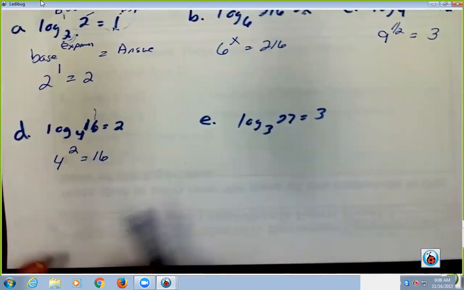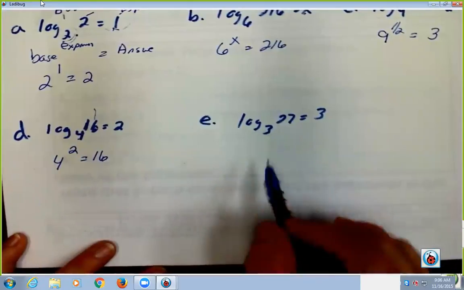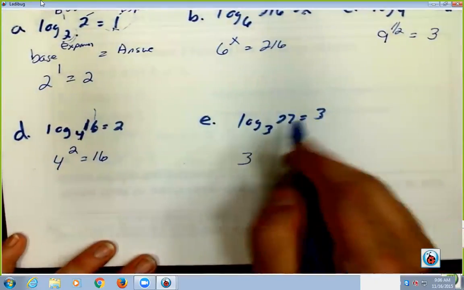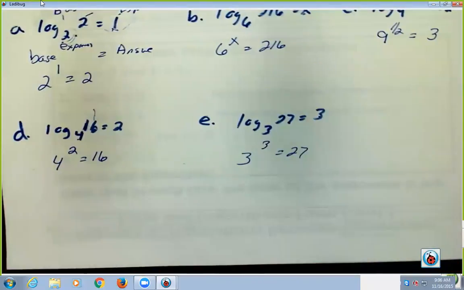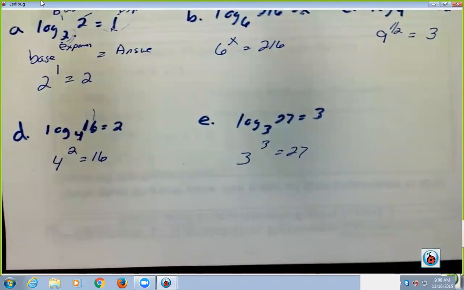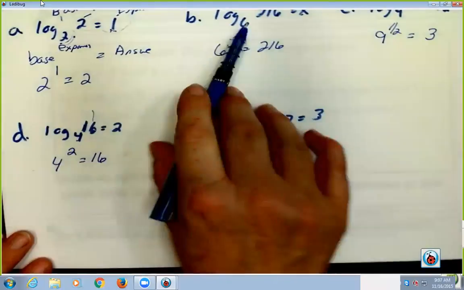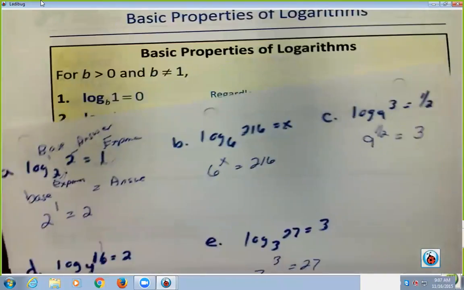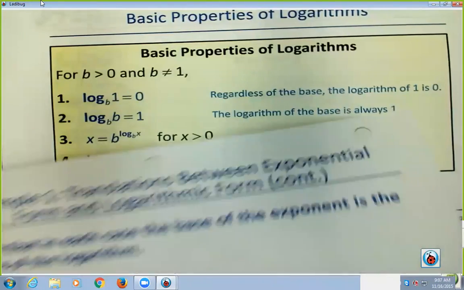Last one, 3 is my base. Exponent of 3 does equal 27. So 3 times 3 is 9, times 3 is 27. So we know we did that one correctly. You okay with that, or need to do more of them? Just pay attention to where your locations are at. Pay attention to what pieces are in there and what you have to do with that part.